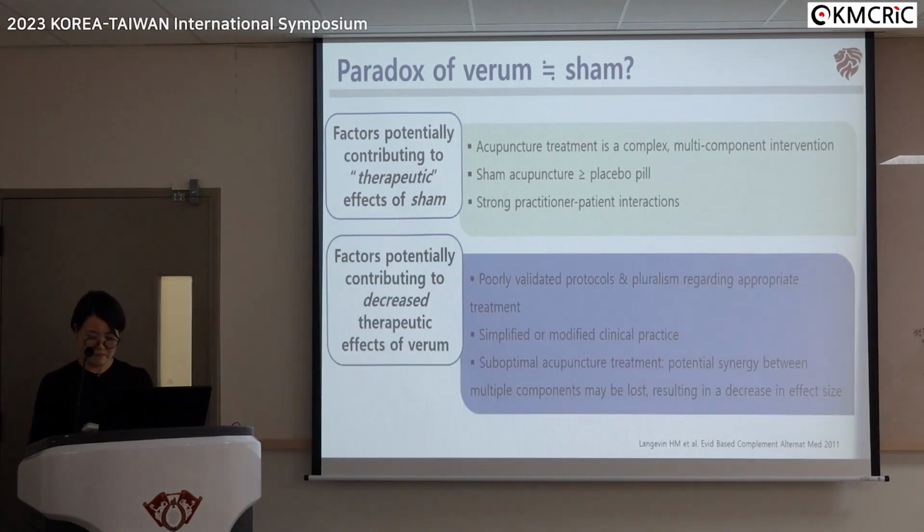On the other hand, there should be factors potentially contributing to decreased therapeutic effects of therapy. We often test poorly validated acupuncture protocols, and we also have a number of ideas on appropriate treatment which are not easily agreed upon. So, we are likely to oversimplify or modify the acupuncture treatment that we are doing in routine clinical practice. So, we're not actually testing what we are doing in clinical practice, right?